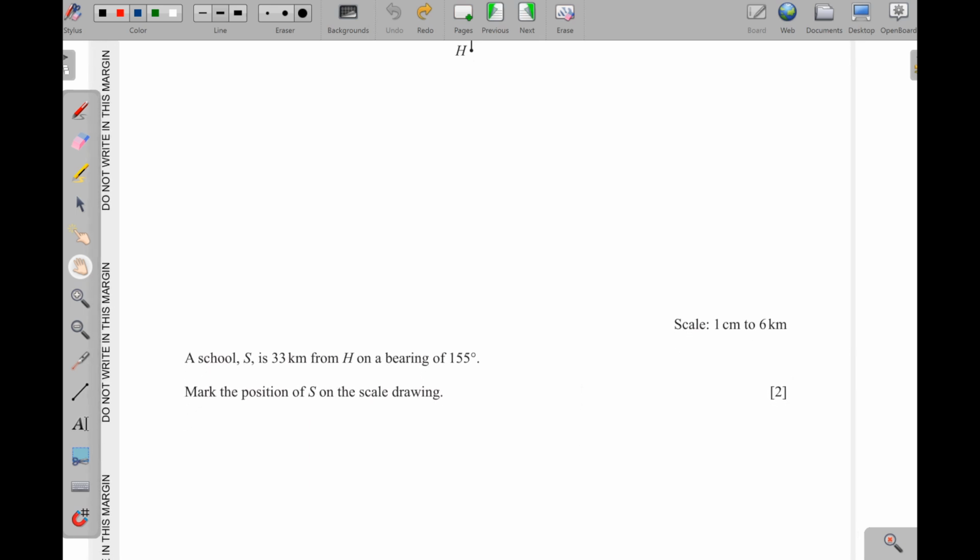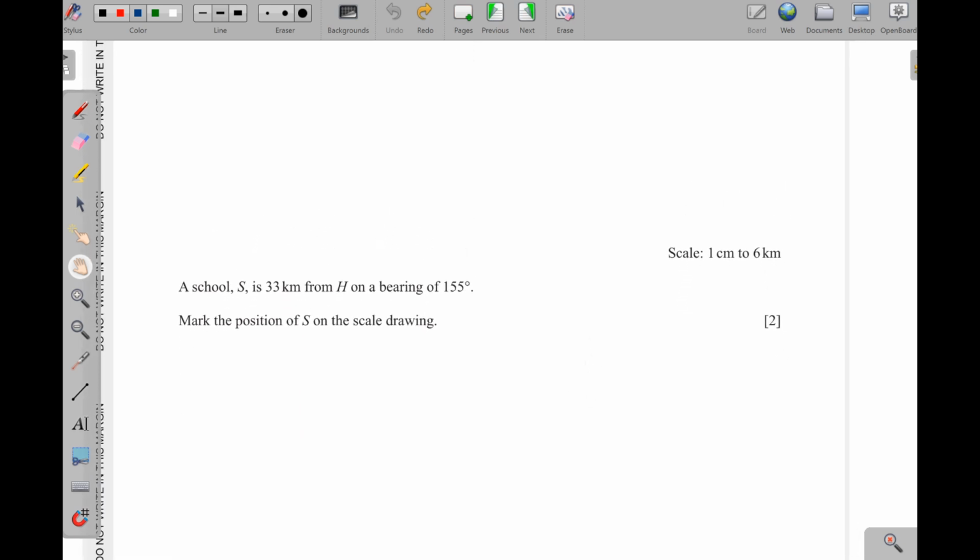Now, this is about bearings, so you should know that we measure bearings from the North Pole, and we go clockwise. We measure bearings from the North Pole, clockwise.